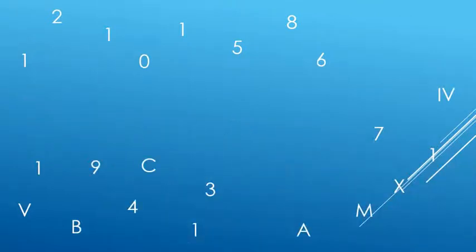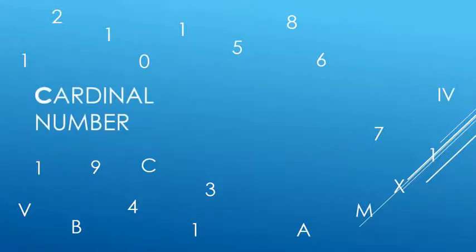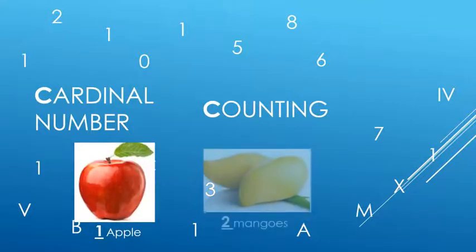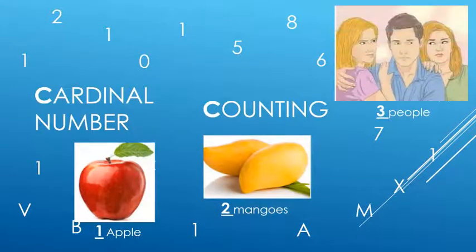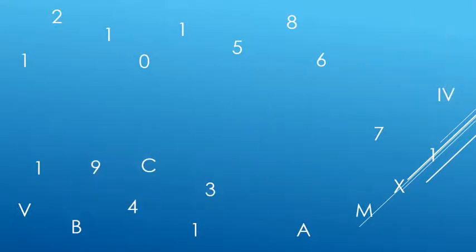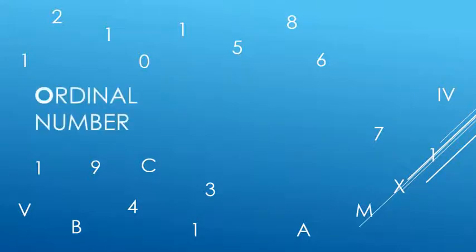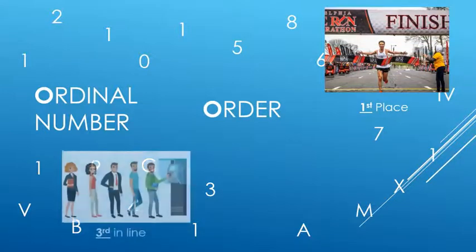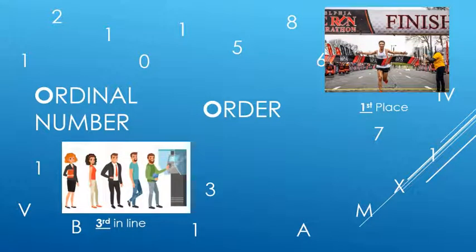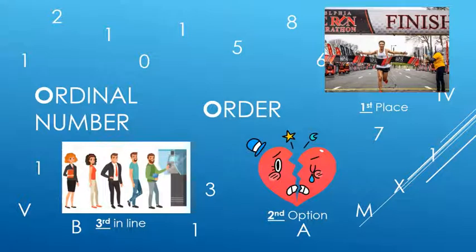These numbers can be designated to different types depending on its use. It can be as a cardinal number. A number is cardinal if it is used for counting. It can be as 1 apple, 2 mangoes, or 3 people in a love triangle. A number can also be ordinal. A number is ordinal if it is used to designate order. It can be first person in the race, third person in line, or sadly, second option of your crush.